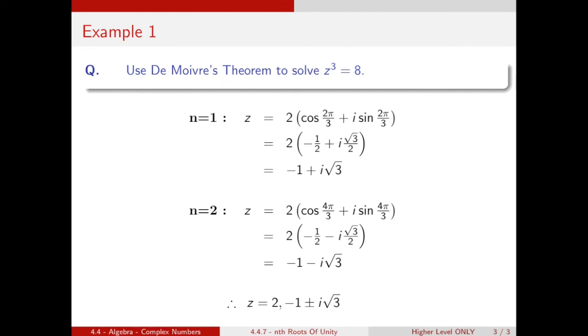So therefore, the roots are z equals 2 and minus 1 plus or minus i root 3, which is what I found earlier.